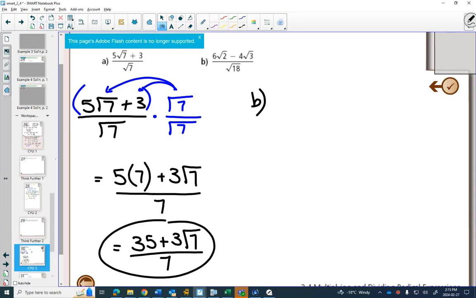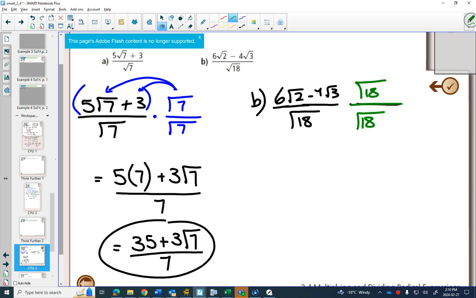Next one, we have 6 root 2 minus 4 root 3, and we have a root 18 on the bottom. Wow. I'm going to do this one in 2 different ways, and you can decide which way you like better. I'm going to do the way that most students would initially do first. So, if you want to get rid of the square root of 18 on the bottom, what do you think I should multiply the bottom by? Square root of 18.